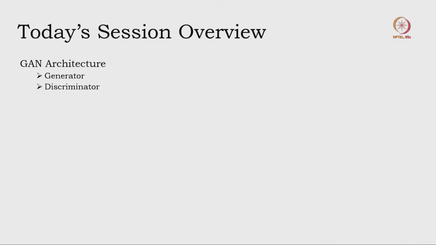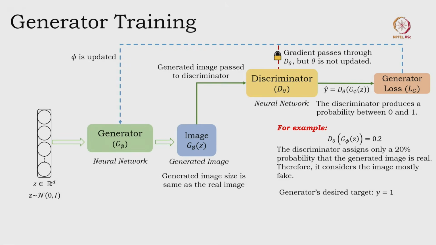In today's session, we will look into the GAN architecture, where we will look in detail at what exactly a generator is and what a discriminator is. So, this is generator training. Let us understand how a generator is trained in a GAN.